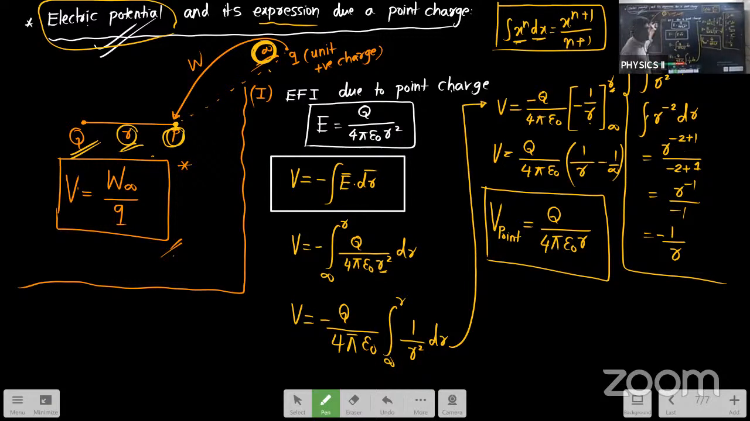So definitely there exists some force between them. Which type of force? Repulsive force or attractive force? Here it will be repulsive force, because this Q has a positive charge, and this small q also has a positive charge. Positive charges will repel each other.